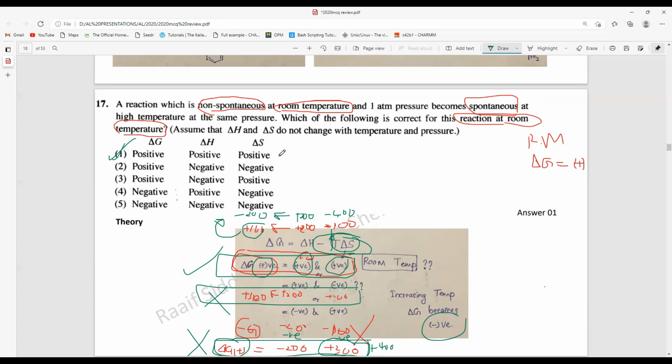In a similar way, you can also remember the reverse case. You can also think about it like this: it is spontaneous at room temperature, but non-spontaneous at higher temperatures. This is what we discussed, I think, in one of the earlier papers. So you should remember this one as well.